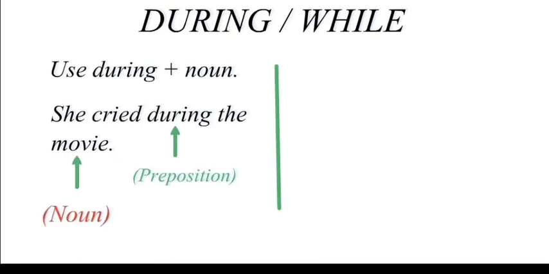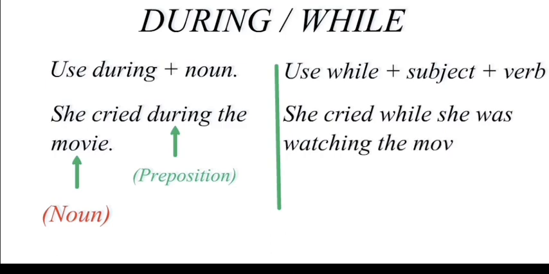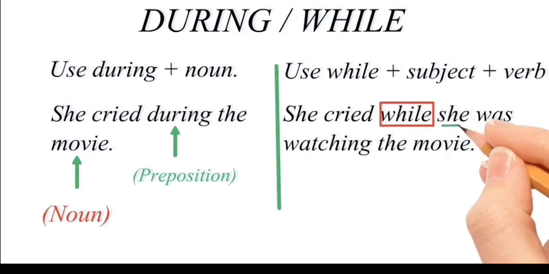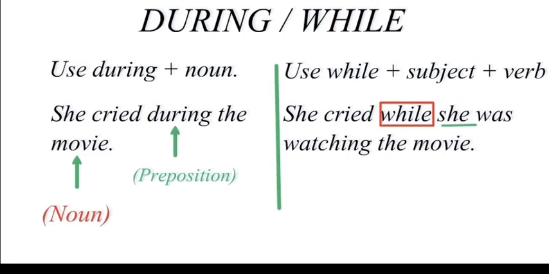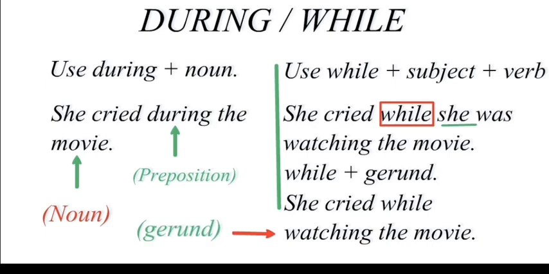And when we use while, we have to add a subject and a verb after that. For example, she cried while she was watching the movie. So here after while we have she, which is a subject, and then was watching, which is a verb. Or we have to use a gerund after while. For example, she cried while watching the movie. I hope you know that after the word while, the word watching is a gerund. And if you don't know what gerunds are, you can watch the video up there so that you can understand what gerunds are. So here in this sentence, watching is a gerund.